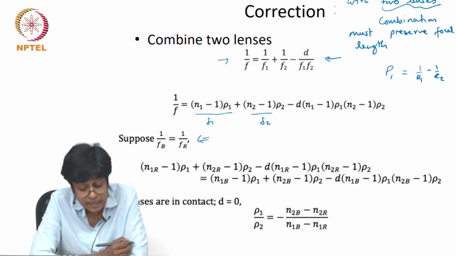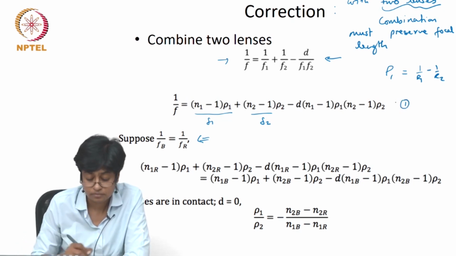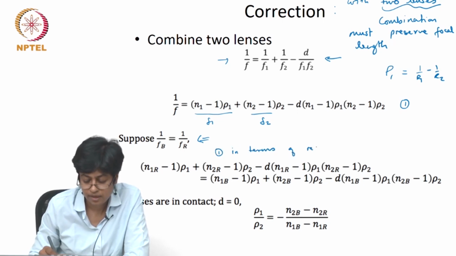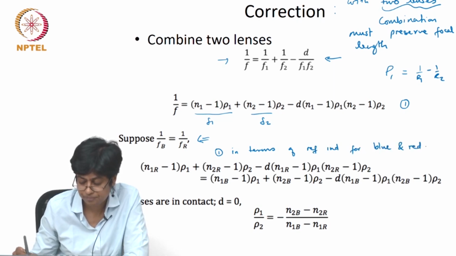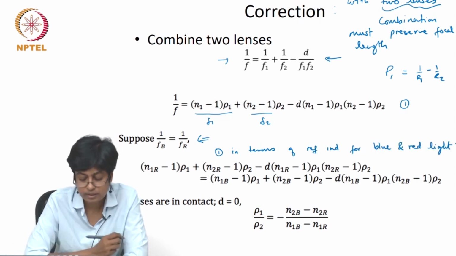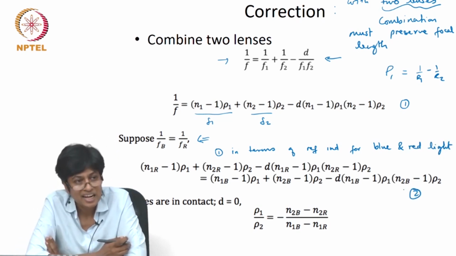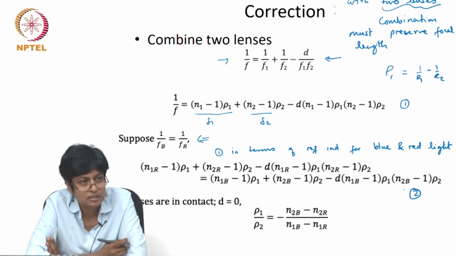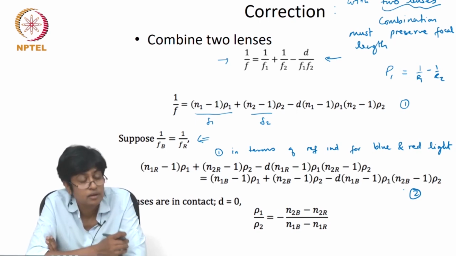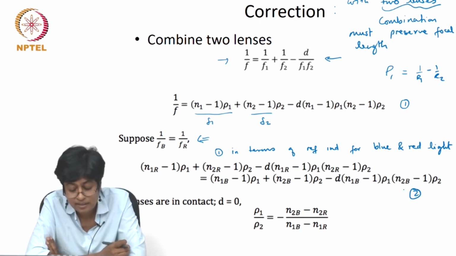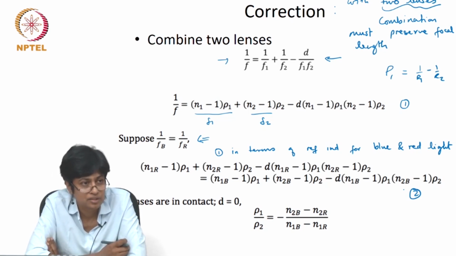So, I will now write this equation, 1 in terms of refractive index for blue and red light. So, that's all that equation 2 is. I've written equation 1 for red light. That means I've taken the refractive index N1 as N for red light, and then the right hand side of the equation is the same equation 1, but now it's written in terms of the refractive index for blue light.